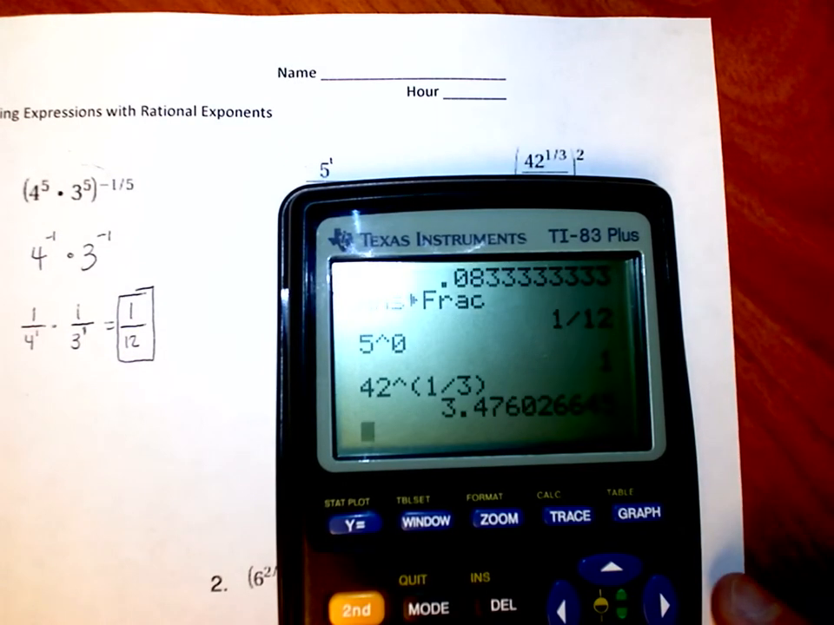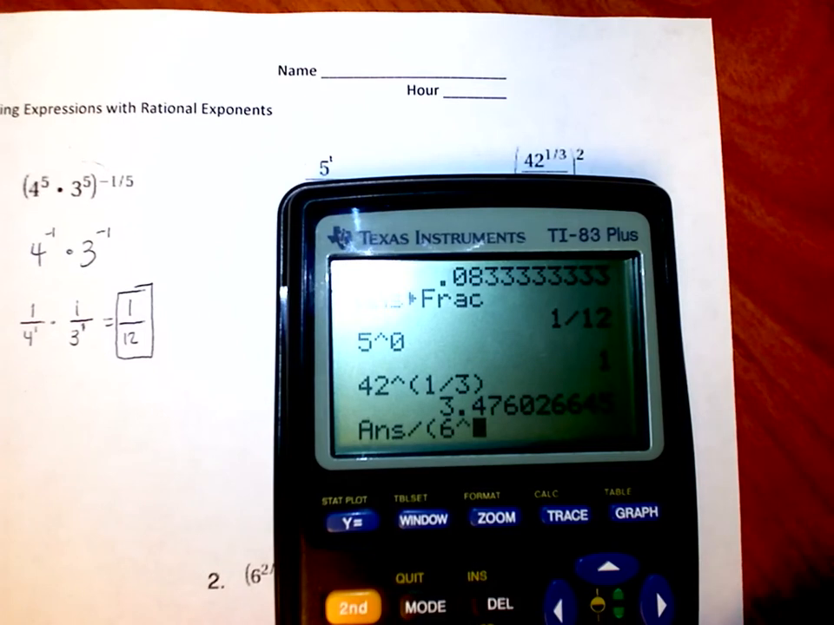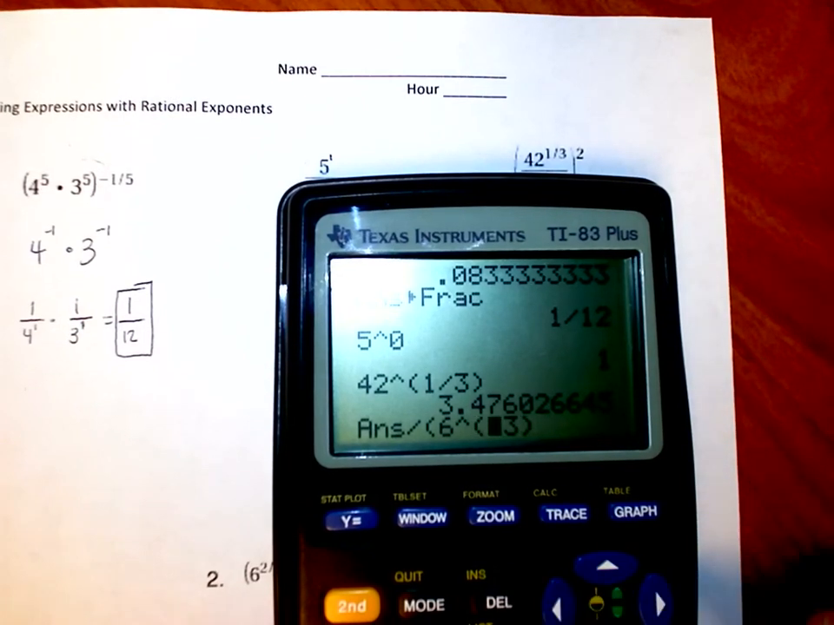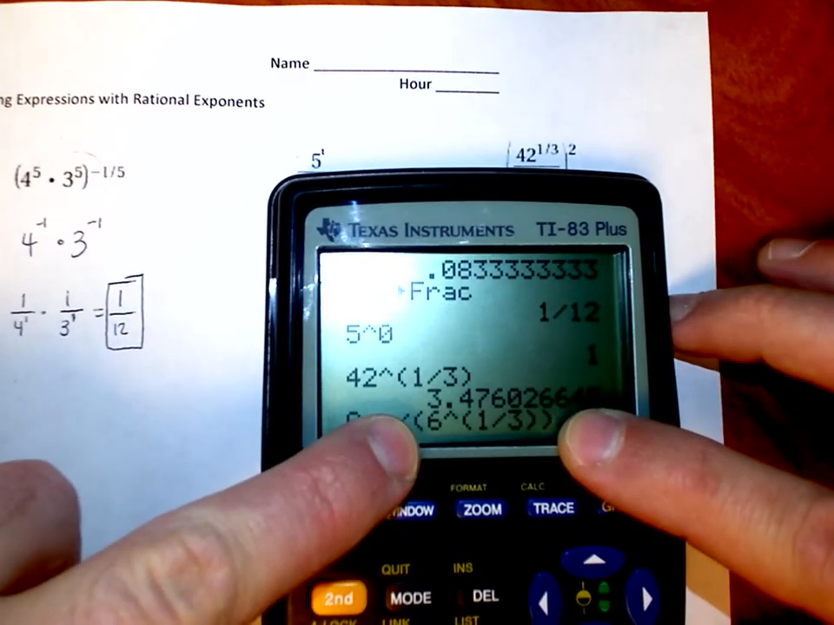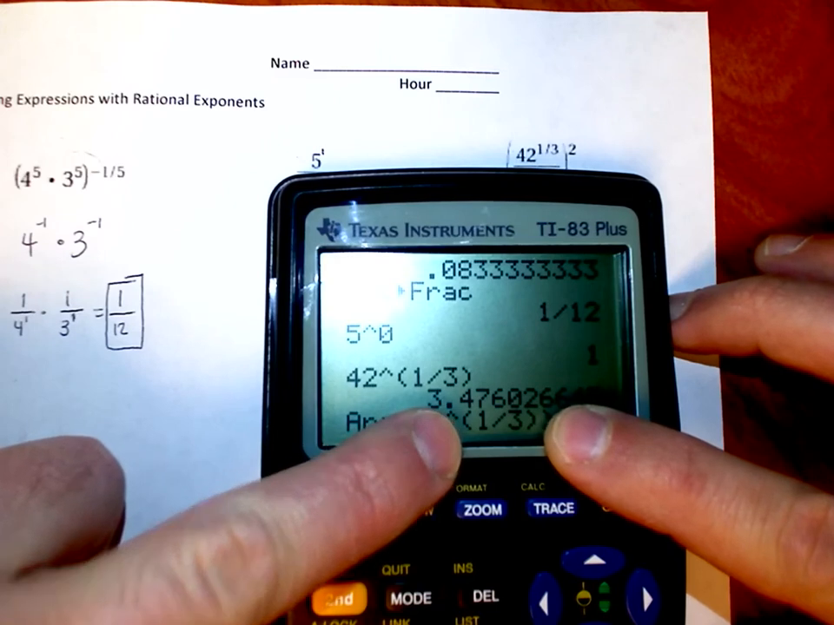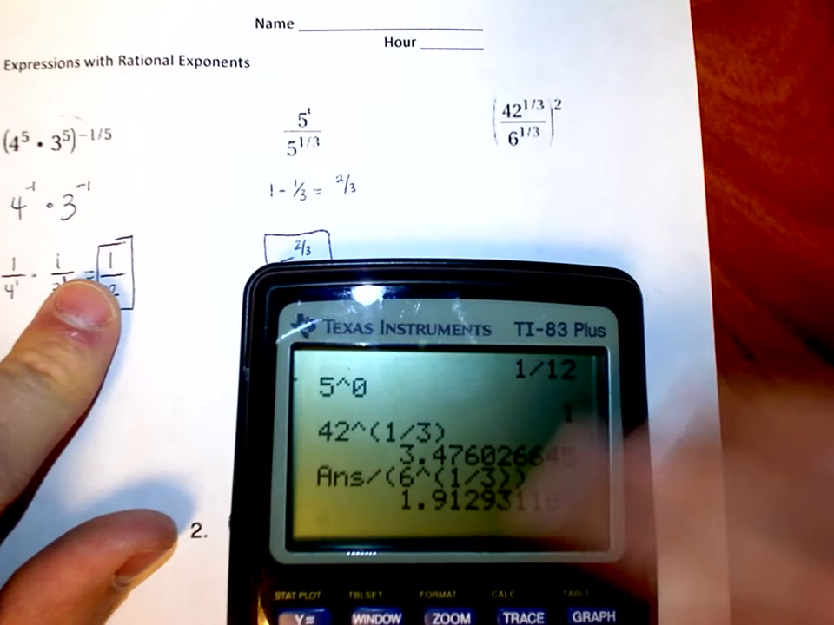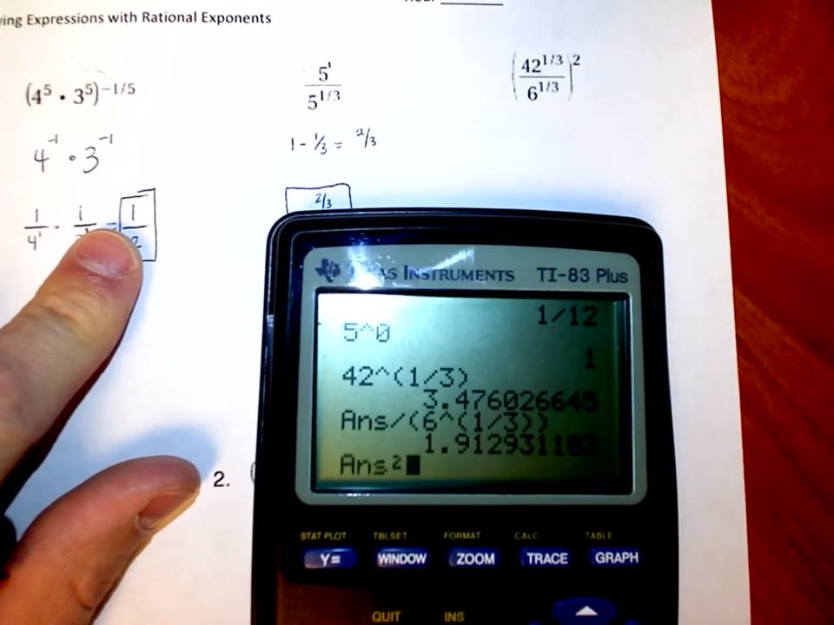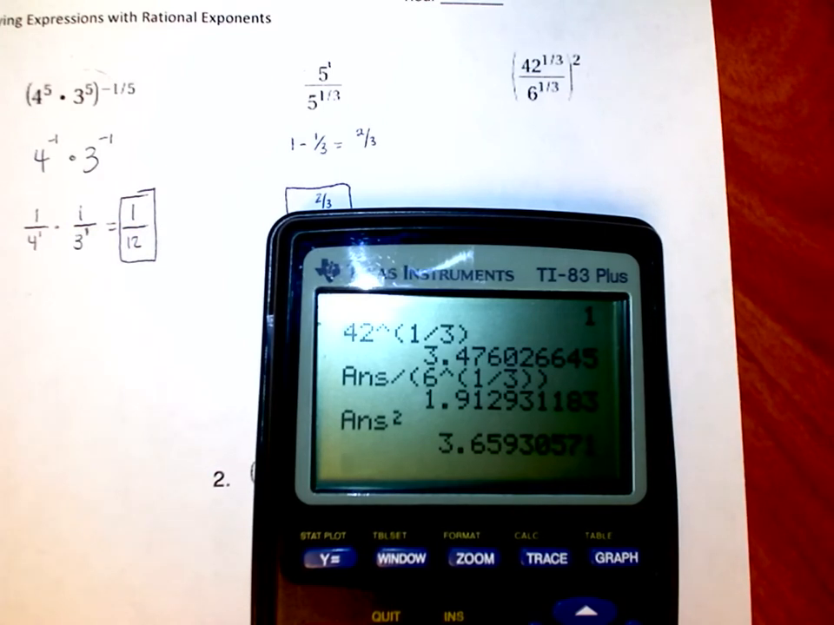42 to the 1/3 is this guy, divided by, I'm going to use parentheses here, 6 raised to the 1/3. Oh, I screwed that up. I need one set of parentheses to divide by the 6 to the power, and then another set of parentheses for the fraction. So 2 sets of parentheses. That's what the inside of those parentheses are. I'm going to take this value and square it, and hopefully I get a nice round number. And if we don't, then we got to have another way.